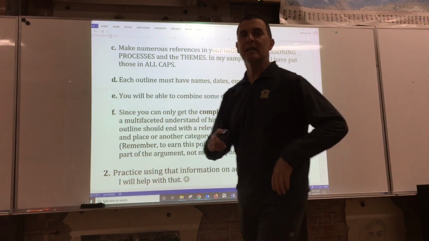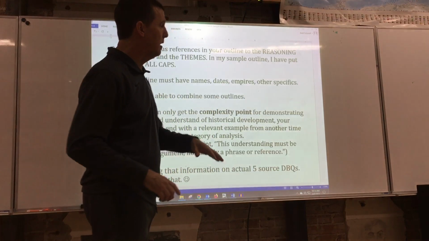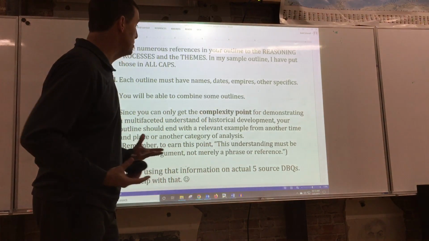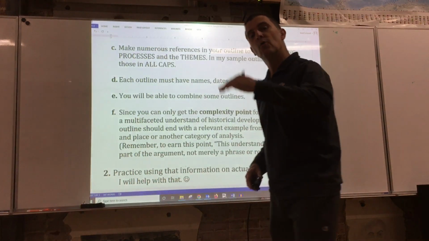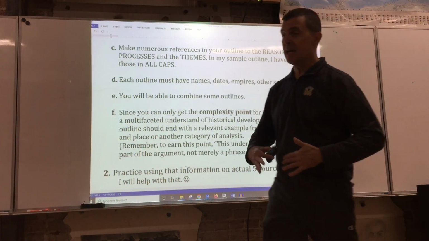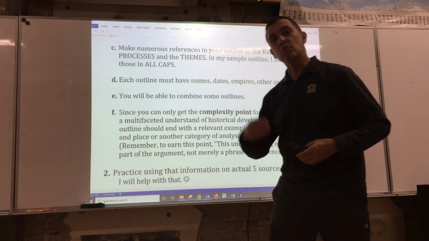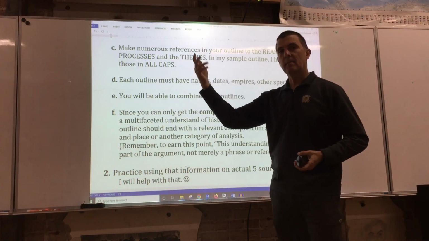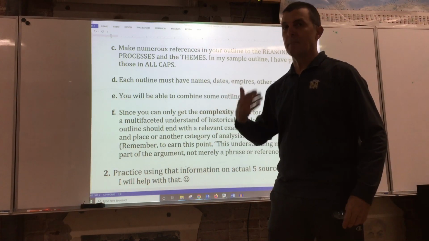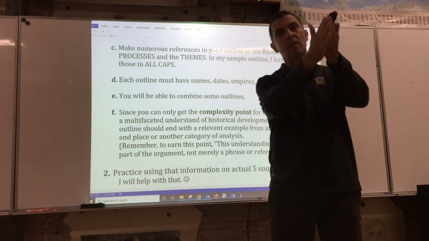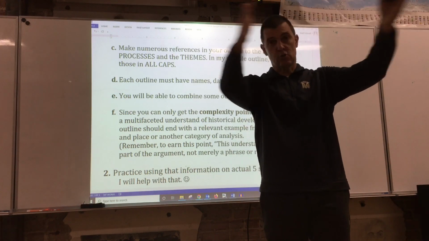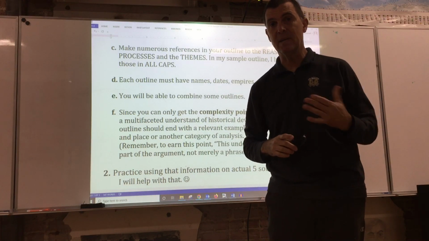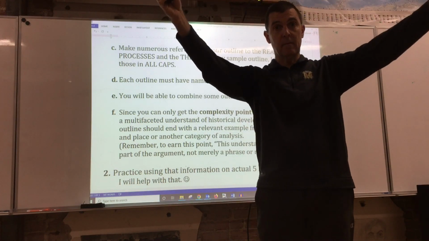Then, since you only get the complexity point on the exam by demonstrating a multifaceted, a complex knowledge and understanding of historical development, right in your outline, I believe at the end, you should end with some relevant example connecting the theme of that outline to some other time, some other place, or some other category of analysis. Let's say the whole DBQ was about trade, the #1 asked question on the AP exam. Let's say it's about trade.